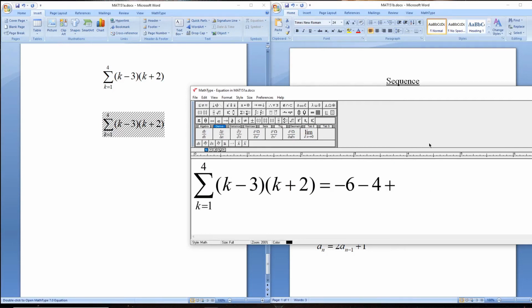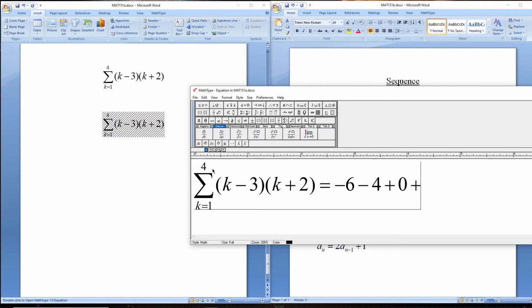And now we're at k equals 3, the third number in the sequence. Now when k equals 3, we'll have 3 minus 3, which is 0, and then 0 times 5. So we'll have a 0 there. So 0 is our third number.